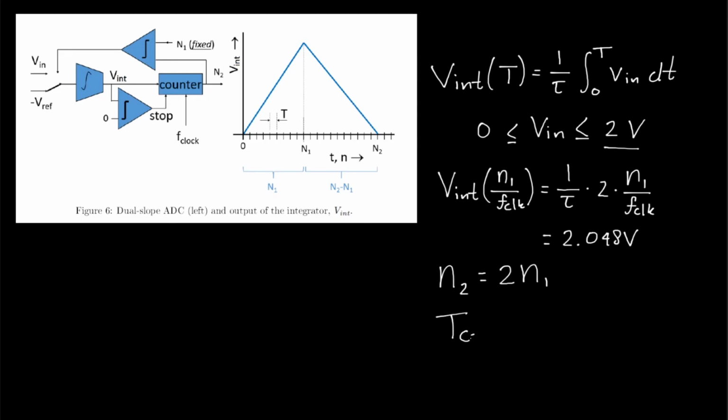So the conversion time will be N2 over f clock, and since N1 is 1024, we know that this total conversion time is 2048 over 1 MHz, and that gives us 2048 microseconds.